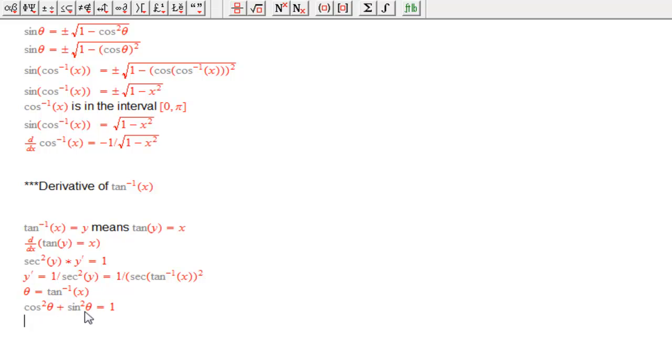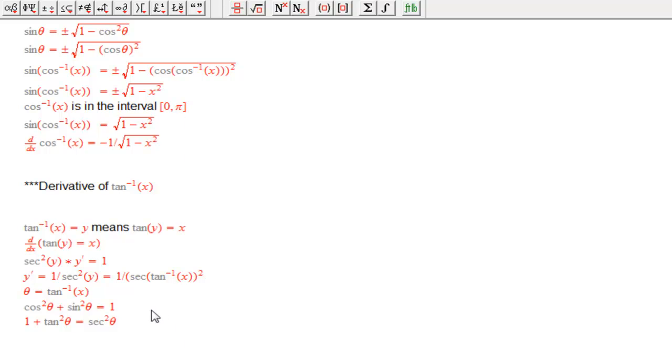So I'm going to take each of these terms and divide by cosine squared. Since I'm dividing the left side and the right side by the same thing, I'll still get an equation that's true. Now cosine squared divided by cosine squared is just 1. Okay. Sine squared divided by cosine squared is tangent squared. And my angle is theta. And then 1 divided by cosine squared is secant squared of theta.